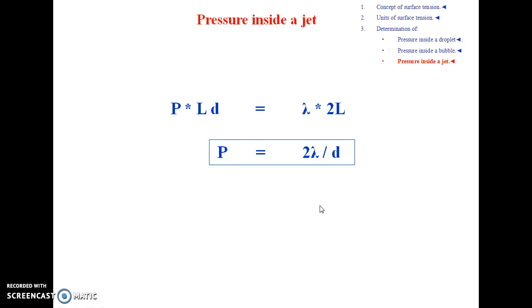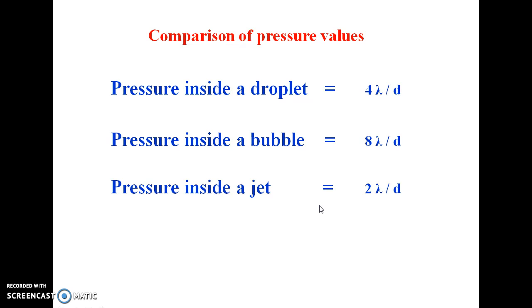Now at the end, let us compare these values. The pressure inside the droplet is 4 lambda by d. The pressure inside the bubble is 8 lambda by d, which is double the pressure inside the droplet. And the pressure inside the jet is just half of the droplet, that is twice lambda by d.